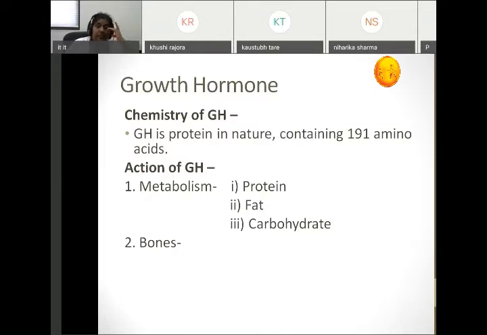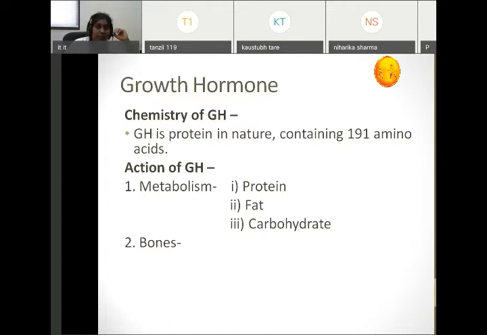Now, protein is done? I ask you, how is the protein metabolism increased? Any question? How does it increase the protein by four ways? Increase amino acid transport, increase transcription of DNA, increase translation of RNA, and decrease catabolism of protein. All these give rise to an increase in the protein level.